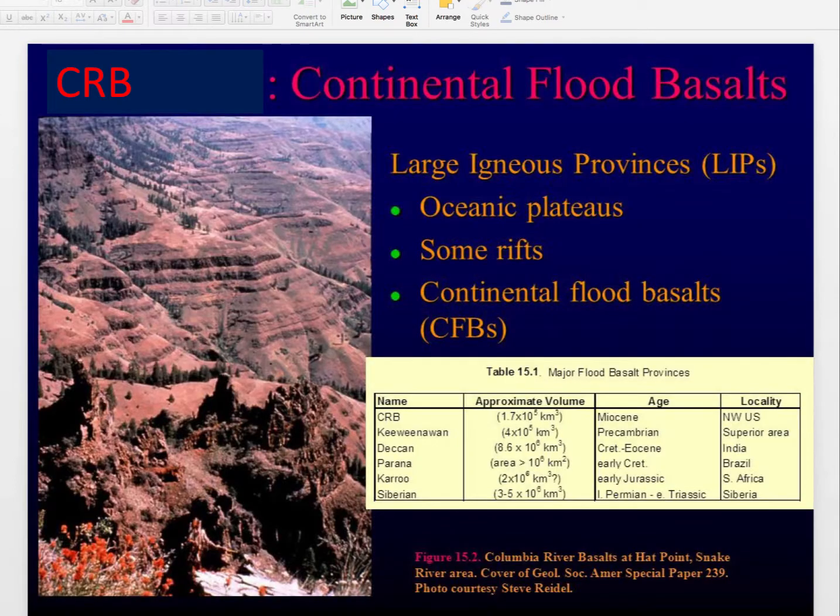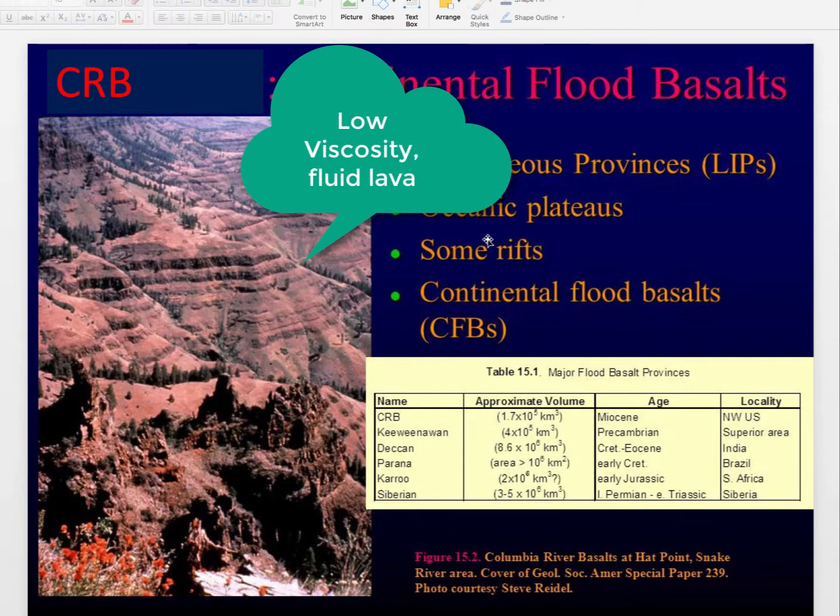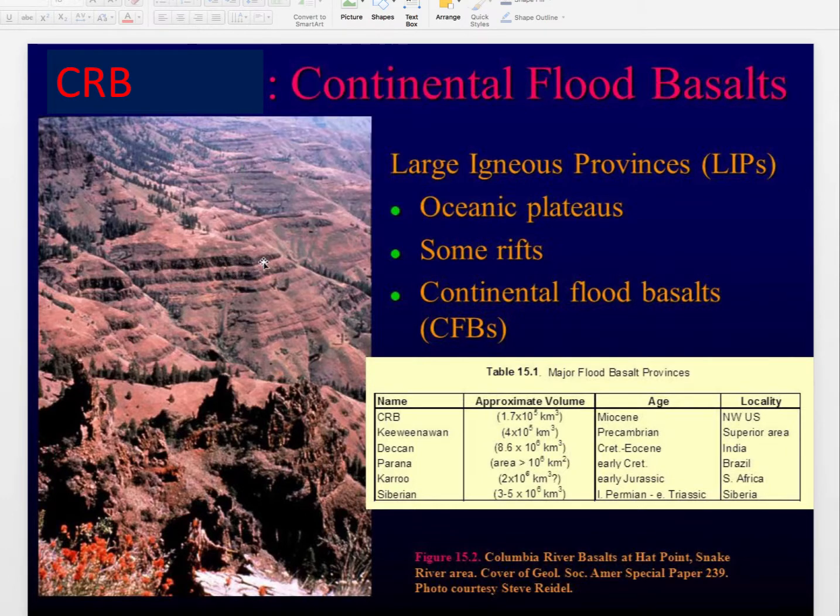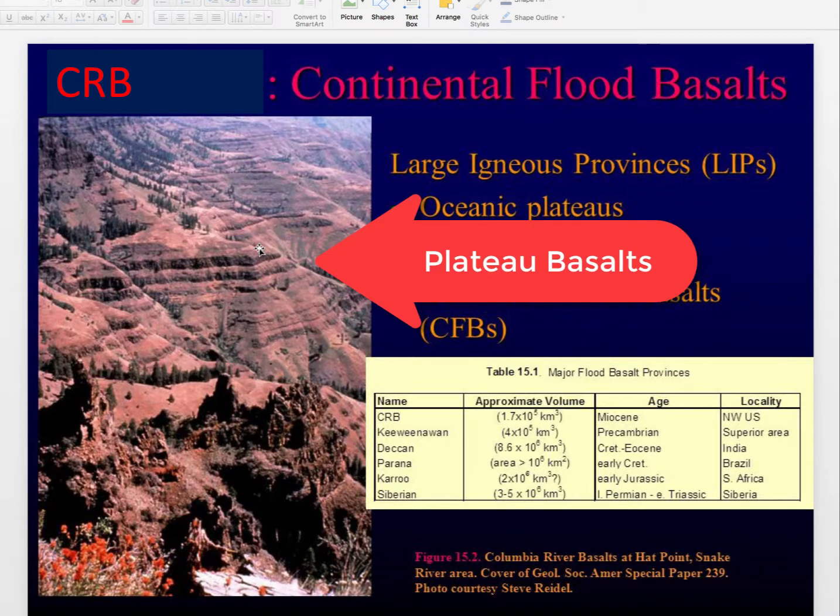The Columbia River basalts, CRB, they really are called large igneous provinces, LIPs, or continental flood basalts, because one thing we know about basalt, it's very fluid, has low viscosity, so when these lavas erupt, they spread out and cover large regions, and they essentially flatten out the topography. So that's why they're sometimes called plateau basalts, because they make a flat surface from the fluid basalts.